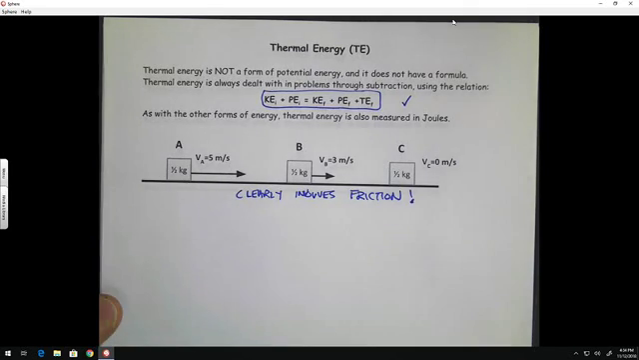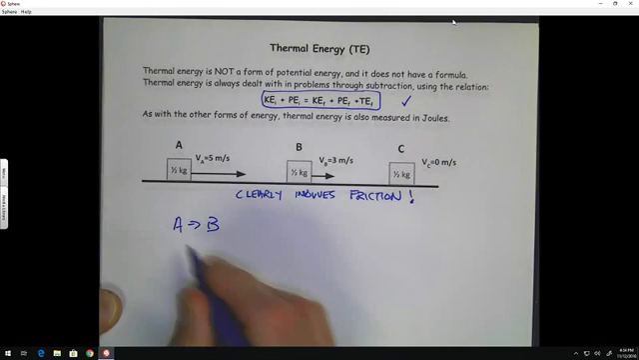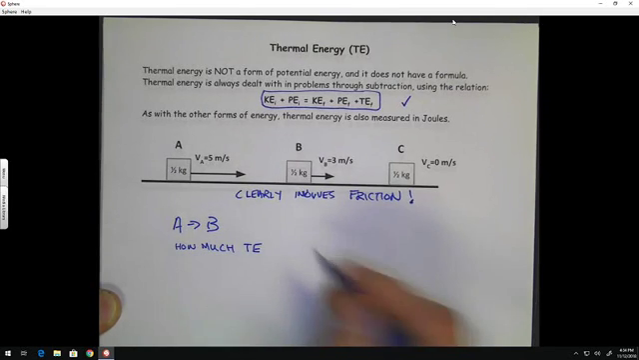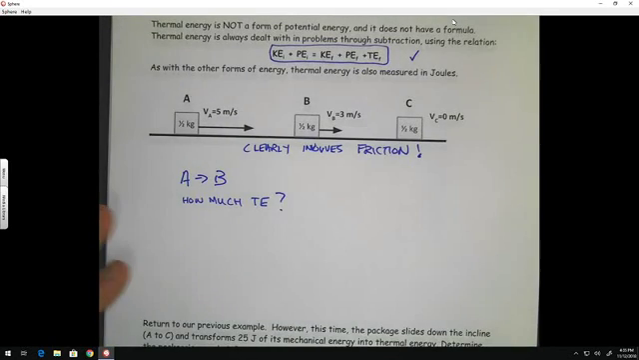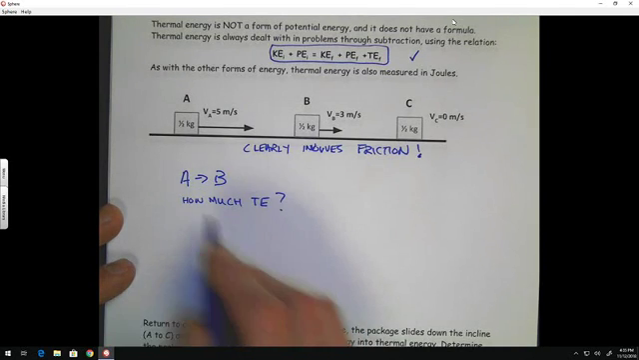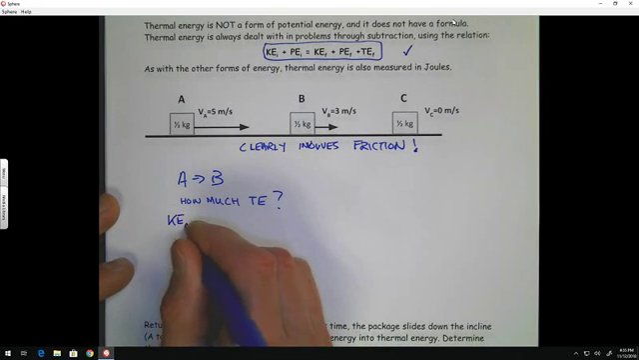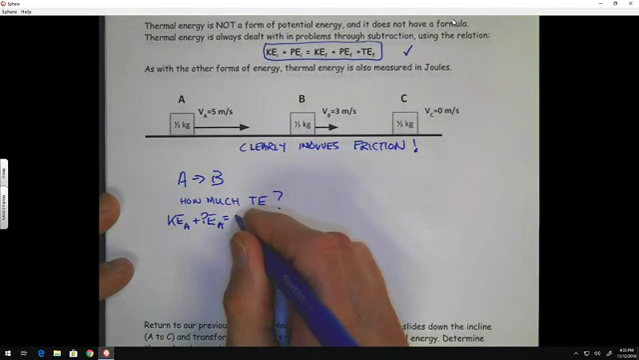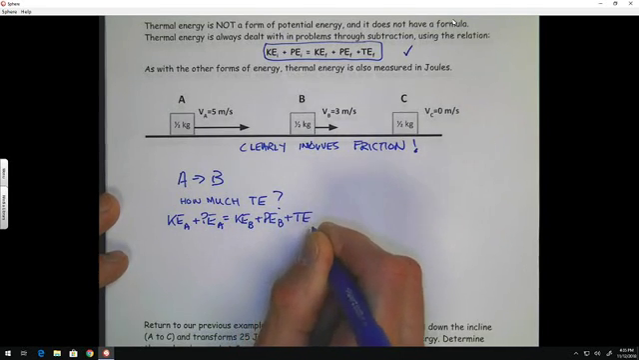So let's do a thing here. And let's say that going from A to B, how much thermal energy do you transform going from A to B? So let's look at that from the perspective of saying, using the equation up at the top. We'll say the kinetic energy at A plus potential energy at A is equal to kinetic energy at B plus potential energy at B plus thermal energy, at B, I suppose.